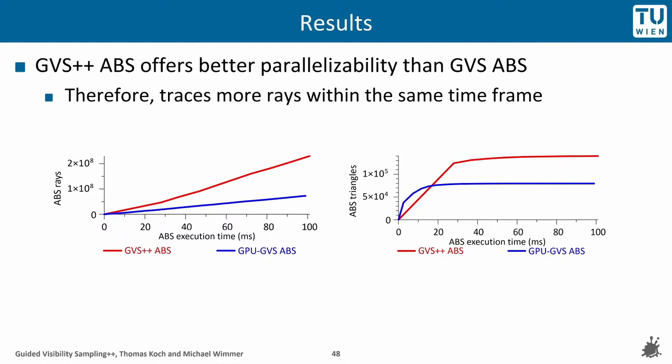So here on the left, we can see the rays traced by ABS over its execution time. GVS++ is here in red. While on the right, we see the triangles found over the ABS execution time.